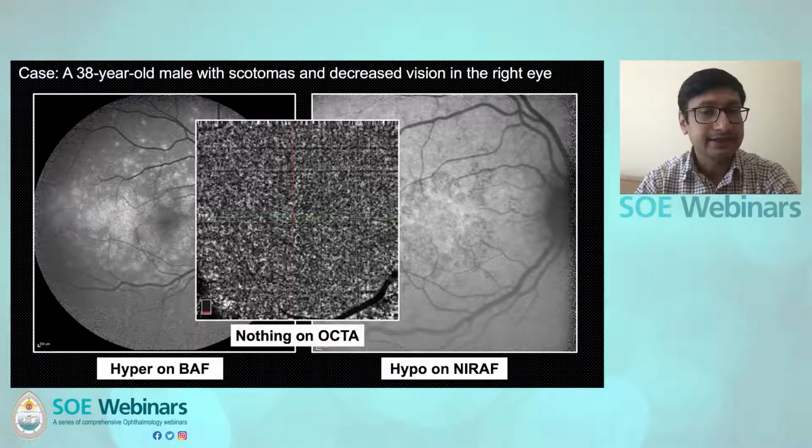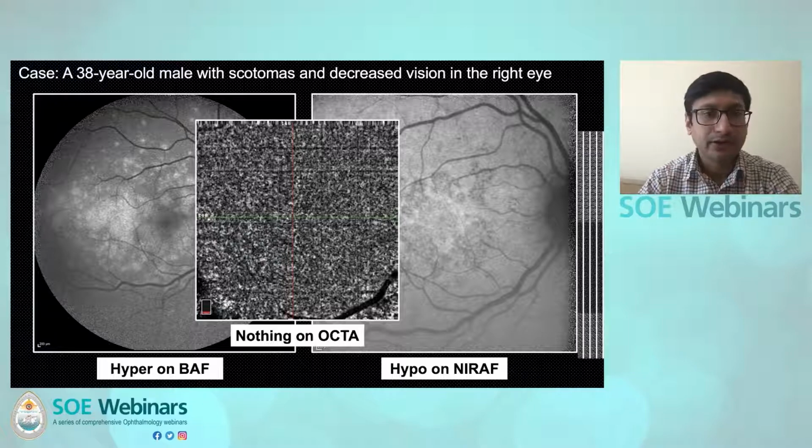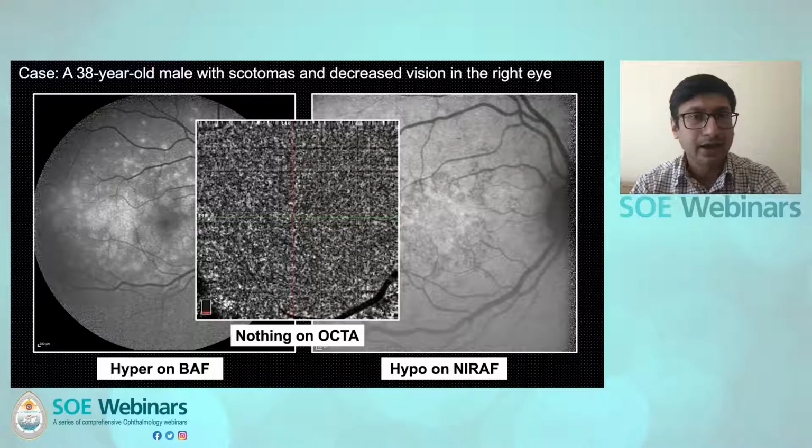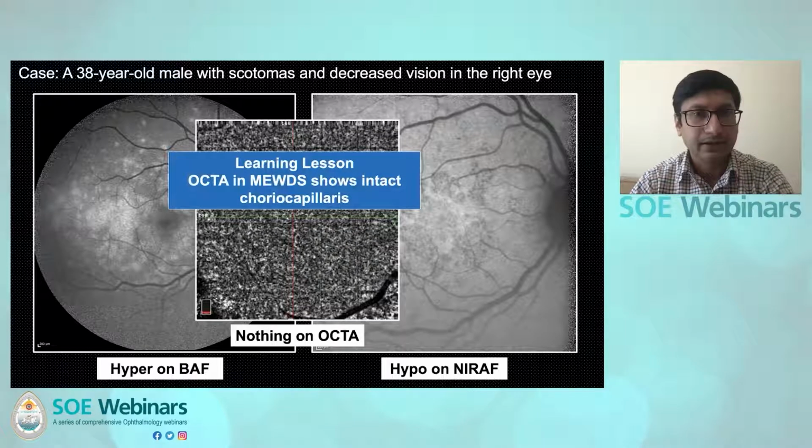But we must remember there's nothing on OCT angiography as compared to ICG. So these patients are very different from your MPE, and therefore you must investigate these patients non-invasively and then determine if you'd like to go ahead with an ICG. So the learning lesson here is you have intact choriocapillaris in MUTES.